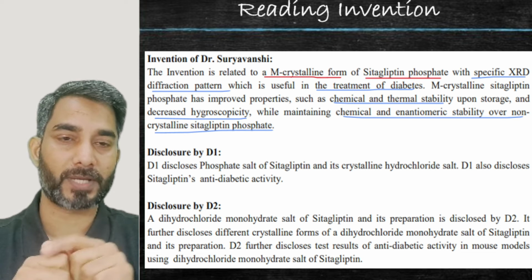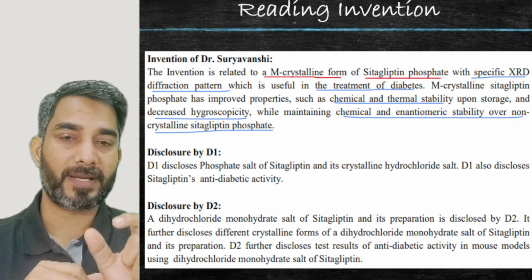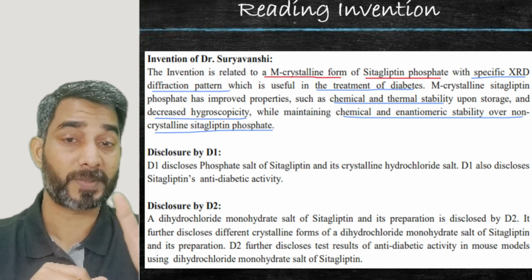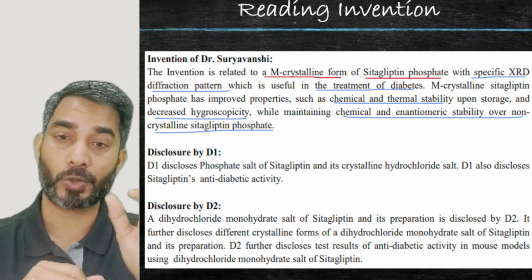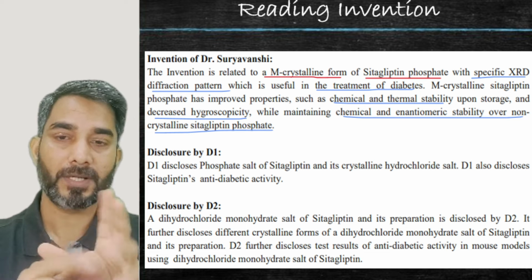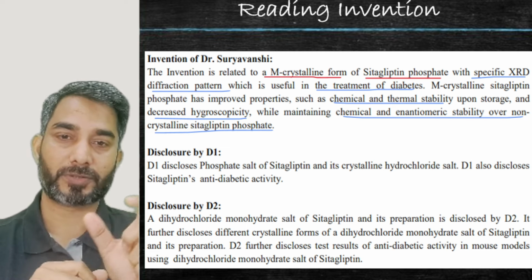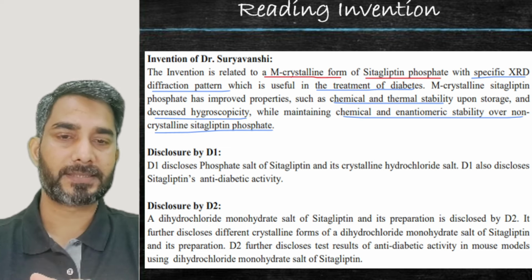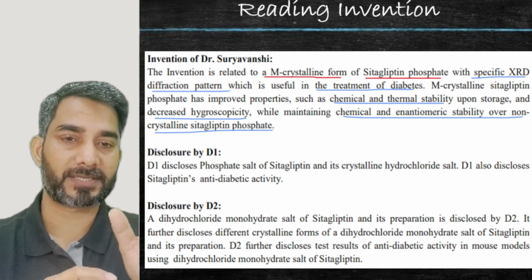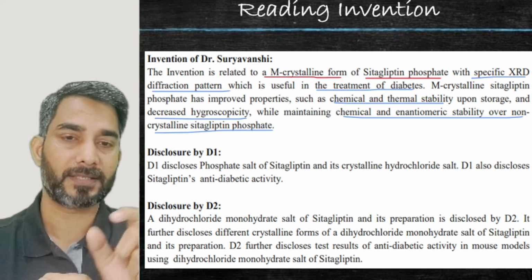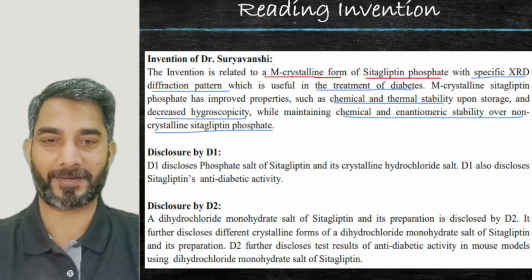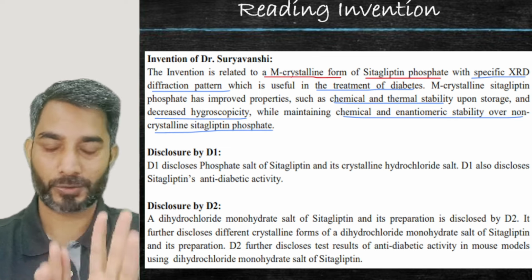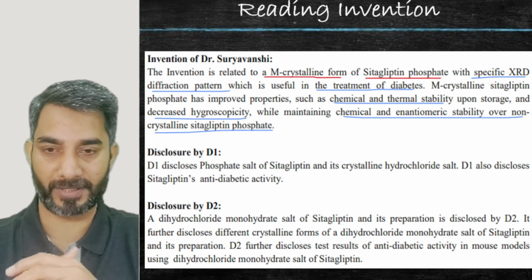In fact, before we do that, see the last line, it says, while maintaining chemical and some other stability over non-crystalline phosphate. So specifically, they have said that we are better than non-crystalline phosphate, right? D1 is a single liner. It says phosphate salt. So first one was also phosphate salt of sitagliptin, and it's crystalline hydrochloride salt. Now the crystalline salt is different. We have M crystalline, this is hydrochloride. So novelty is there because we are talking about M crystalline, they are talking about hydrochloride. So with respect to D1, we are novel because it is different.